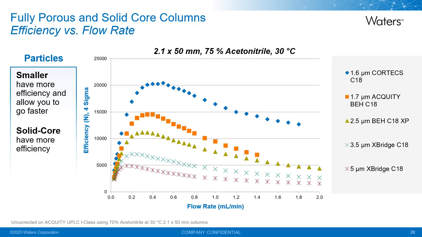Here's a graph showing the efficiency versus flow rate for both fully porous and solid core columns. As expected, as you decrease the particle size, you significantly increase your efficiency, as well as increasing the optimal flow rate and increasing throughput. The solid core advantage here is also highlighted, as at the very top, we're showing the 1.6 micron Cortex solid core column. It actually has a 40% higher efficiency than the 1.7 micron fully porous column.